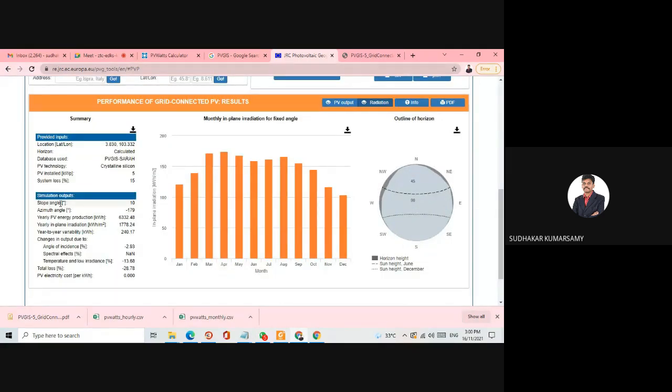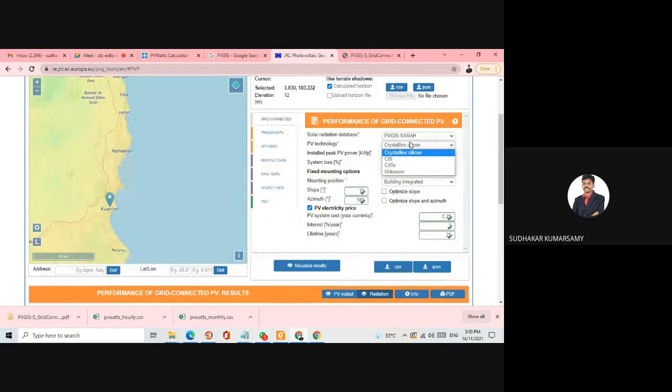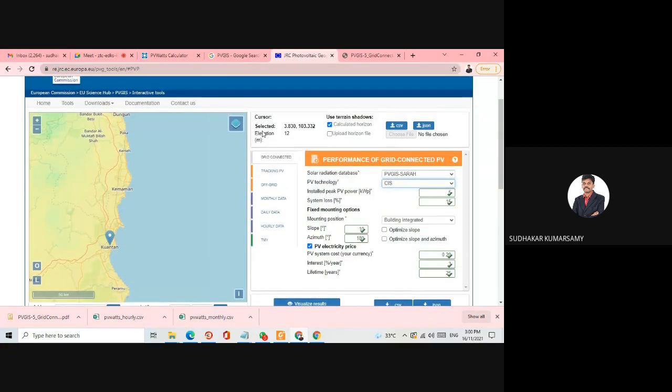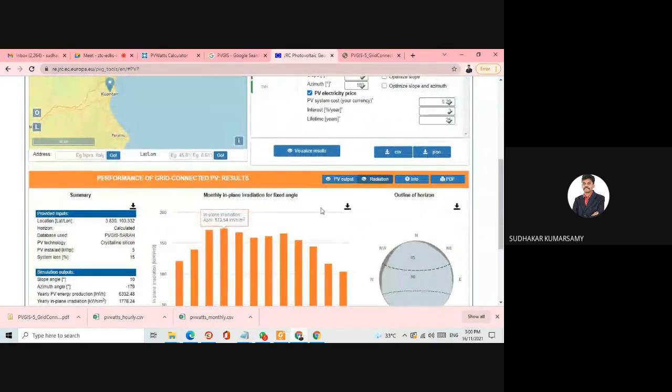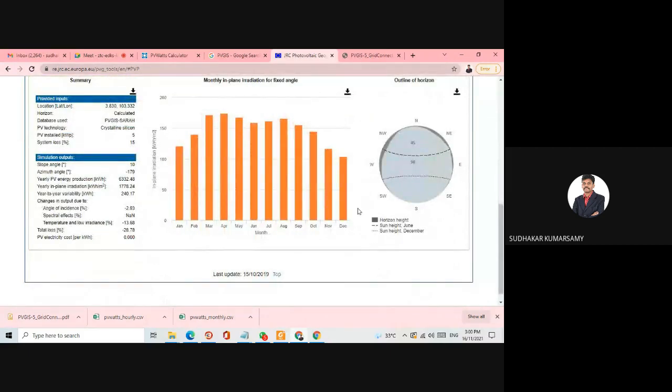So now without optimization, we gave 10 degree and azimuth 180 degree. So our annual energy is how much now? 6332. 6332 is our annual energy. Solar radiation availability is 1778.24. So this is our key results. This one you can also vary. Crystalline silicon, you can play with this technology. You can try CAS, or you can try with CDTE. Like with a different module, you can get different results. So this is another tool. And you have the options to download the results either in the PDF file or in the graphical plot.